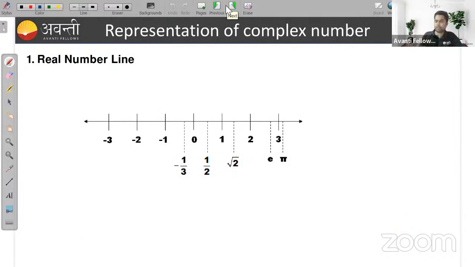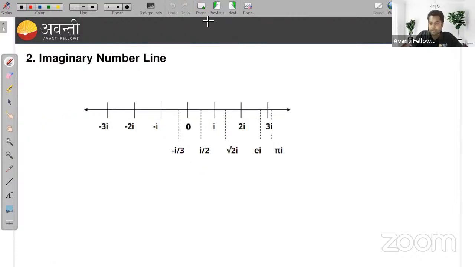Now we'll learn how we can represent the complex number. We know how to represent the real numbers on the number line. All of you know how we can represent the real numbers on the number line. So similarly, how can we represent the imaginary numbers on the number line? This is the way. This is my 0, i, 2i, 3i, and so on. Similarly, on the left hand side of 0, minus i, minus 2i, minus 3i, and so on.